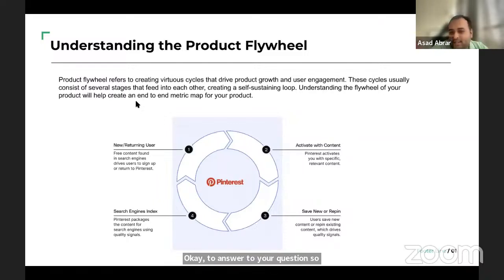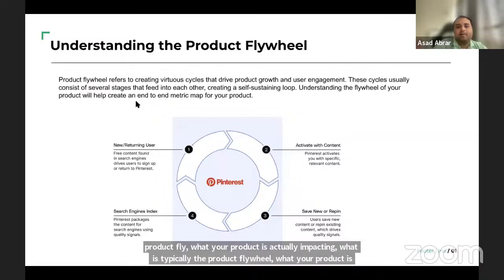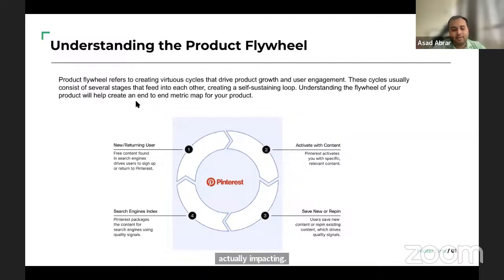To answer your question, the thumb rule here is key. Ultimately, you have to understand what is typically the product flywheel, what your product is actually impacting. For example, take this repeat purchase widget. Folks, if you can open Zepto or Swiggy, you will find a section called reorders just on top of your homepage. That is exactly what I am talking about.